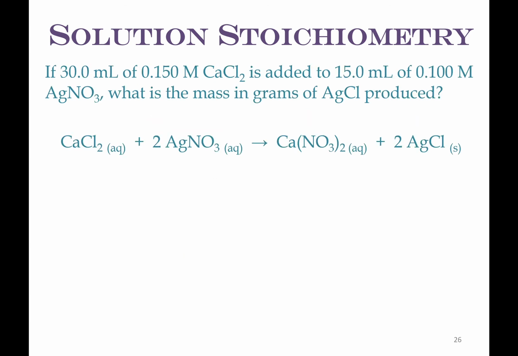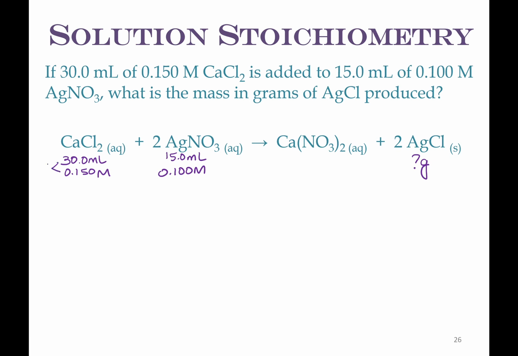If 30 milliliters of 0.150 molar calcium chloride is added to 15 milliliters of 0.100 molar silver nitrate, what is the mass in grams of silver chloride that's produced? Wow, this is different, isn't it? Huh. But is it really that different from things you remember from last chapter?